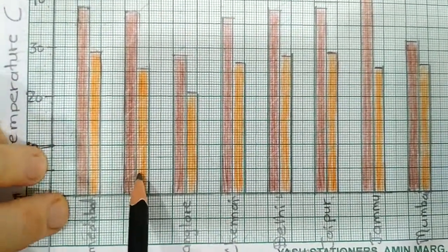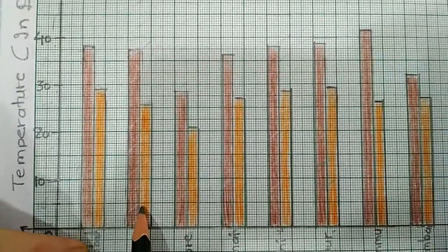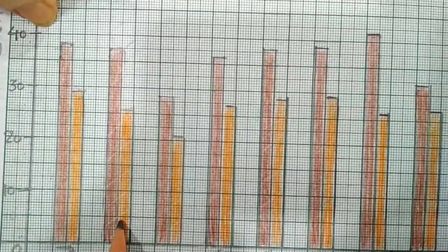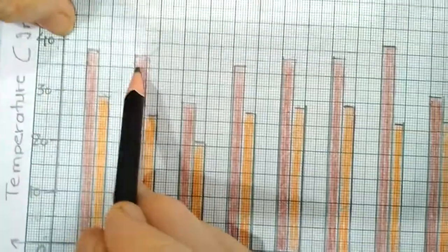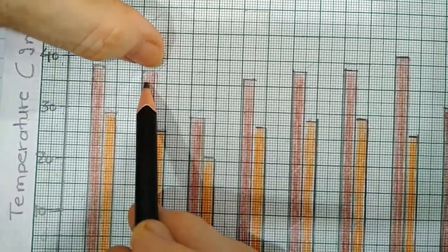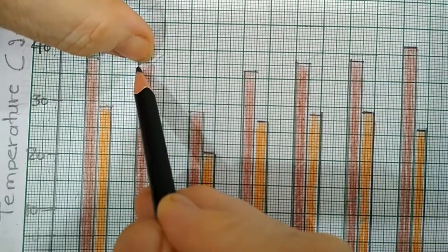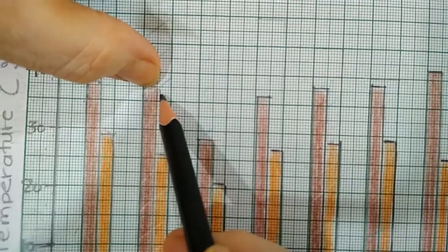Let us come to next city, that is Amritsar. Maximum temperature of Amritsar is 37. So it is above 30 and below 40. So 30 and 40 in between it is 35. Again we need 2 more degrees Celsius, that is 37. So we take 4 boxes above this 35 and this will make 37.